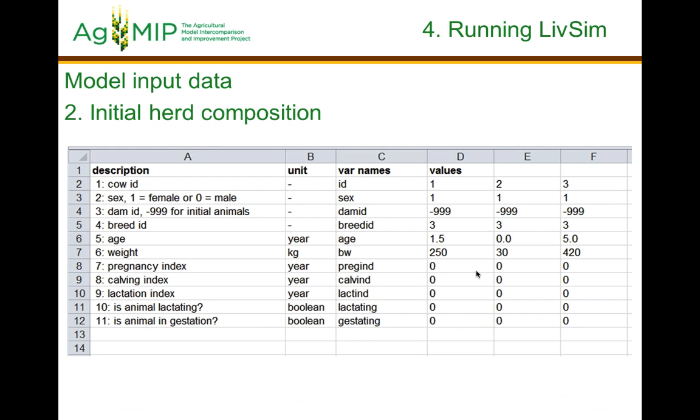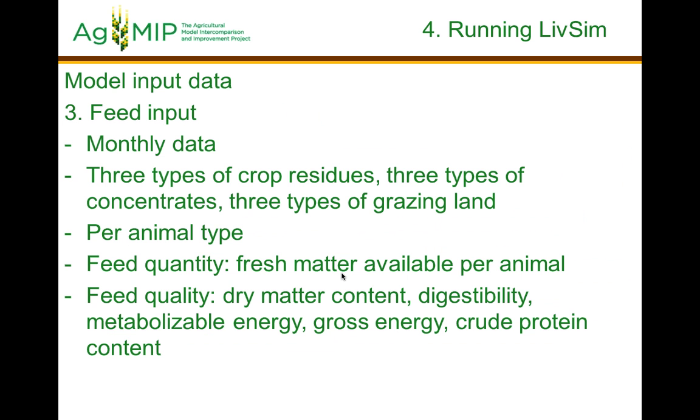This is then a screenshot of the initial herd composition. Again, that is specified in the same Excel file, just in a different sheet. So for example, here there is an ID for the breed. You give the sex of the animals, you give them the age at the beginning of the simulation, you give them the initial body weight, etc.